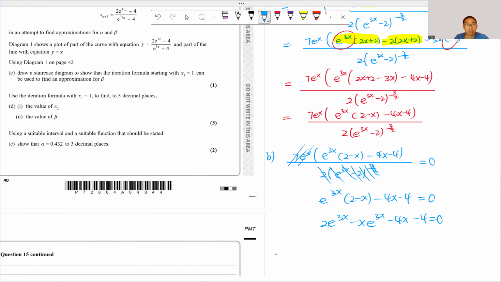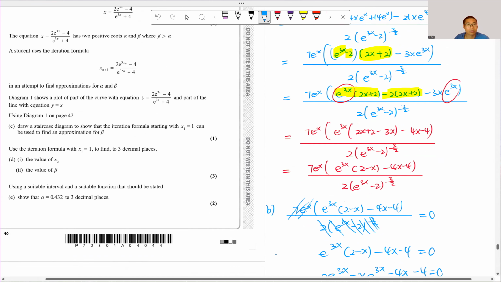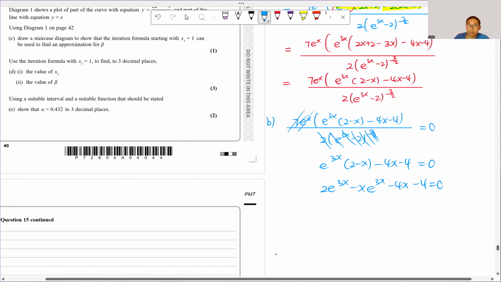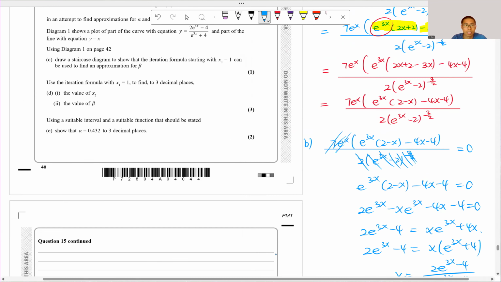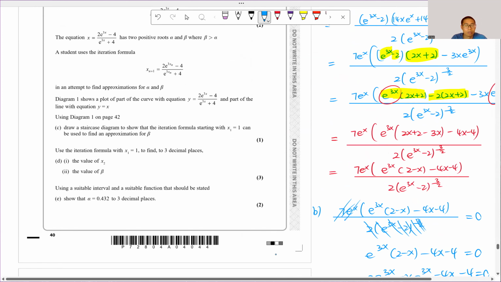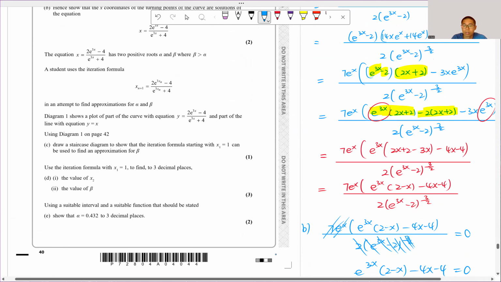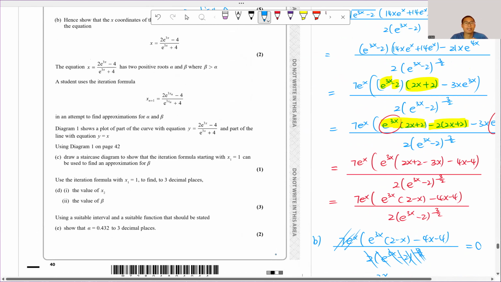This equals 0. They want 2e^(3x) minus 4 on one side, so let's keep 2e^(3x) minus 4 here and move the other terms to the other side. So 2e^(3x) minus 4 equals x times (e^(3x) plus 4). So x is just equal to 2(e^(3x) minus 4) over (e^(3x) plus 4). And so we get this result. Okay.